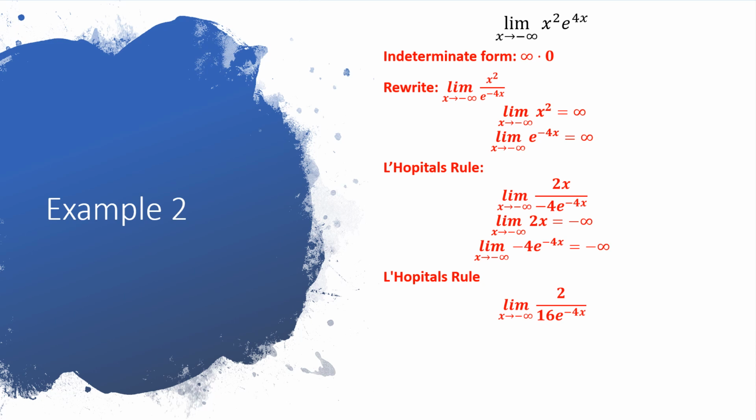So when I use L'Hopital's again, I'm taking the derivative to get 2 over 16 e to the negative 4x. When I plug in that negative infinity, I'm going to get 2 over 16 e to the negative 4 times negative infinity, which is really just 2 over infinity. Anything over infinity, remember, any number over infinity is simply 0.